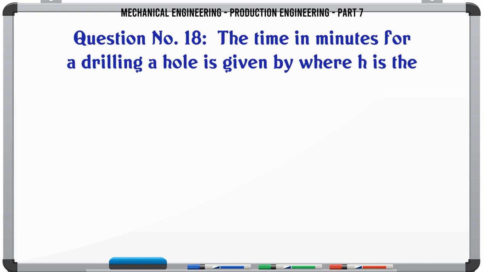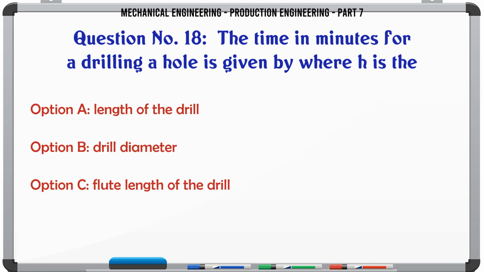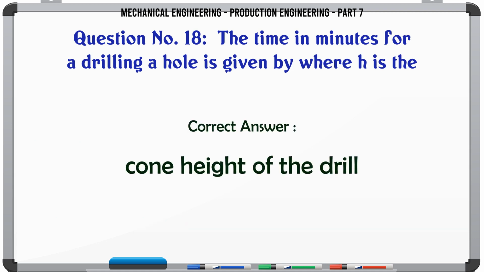The time in minutes for drilling a hole is given by a formula, where h is the A) length of the drill, B) drill diameter, C) flute length of the drill, D) cone height of the drill. The correct answer is cone height of the drill.